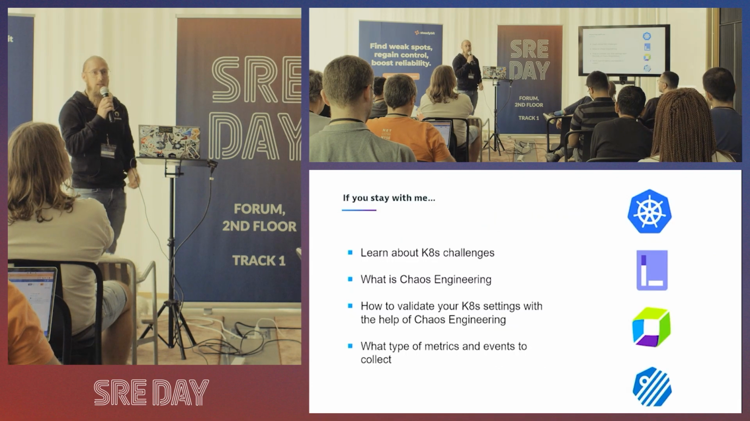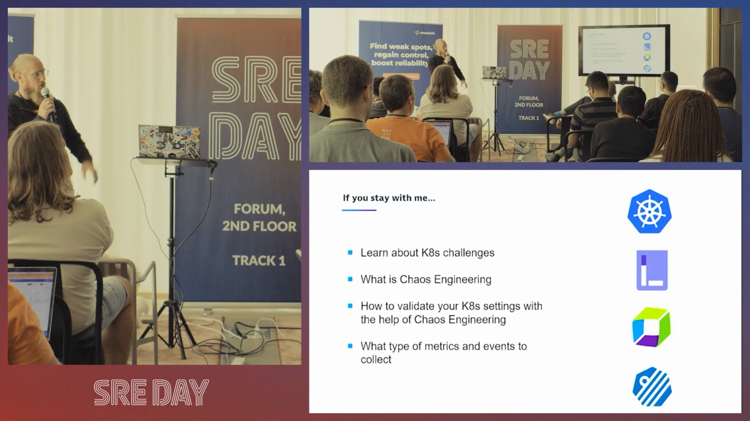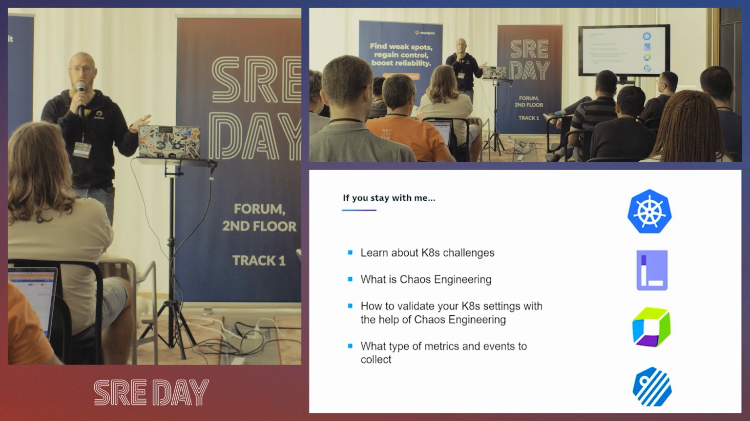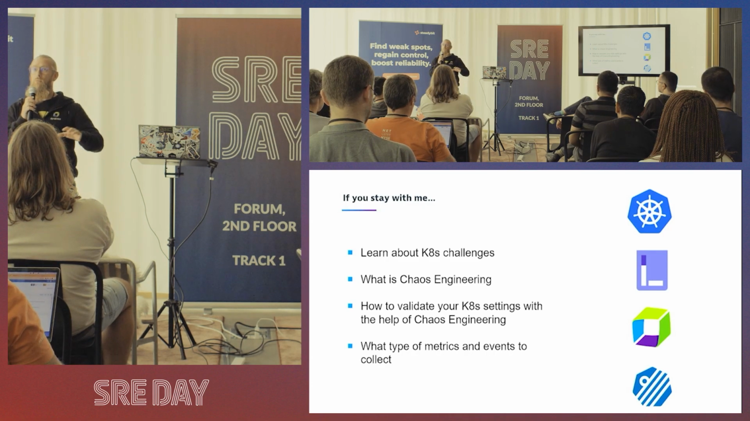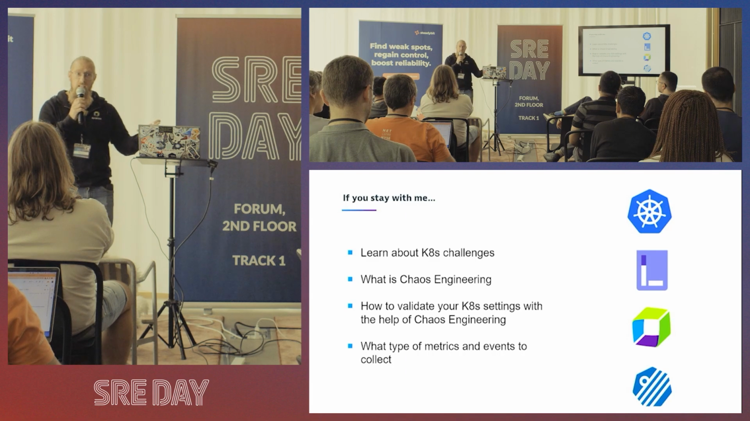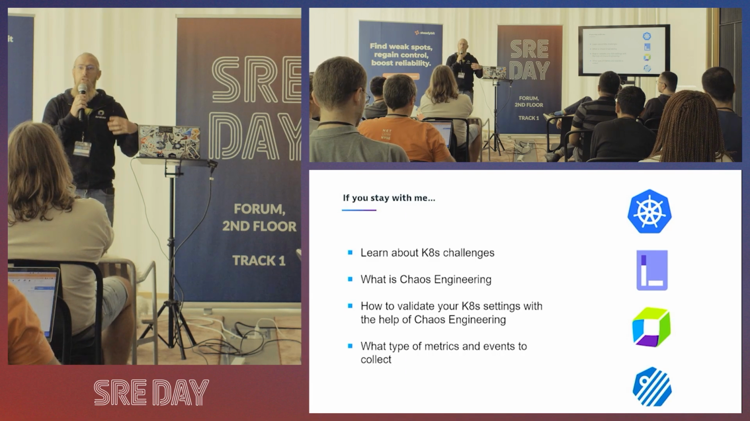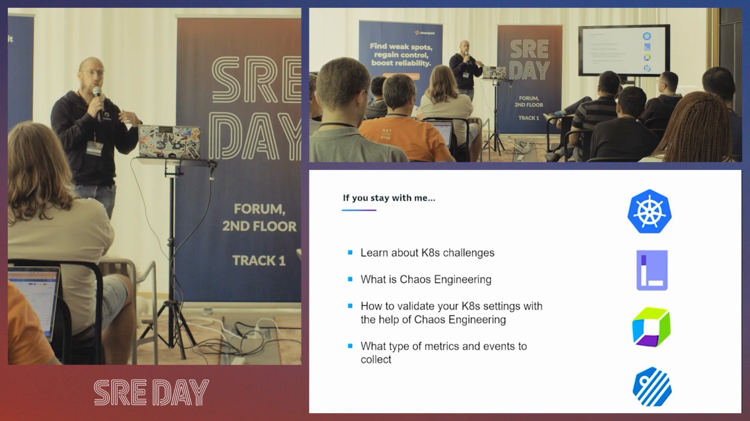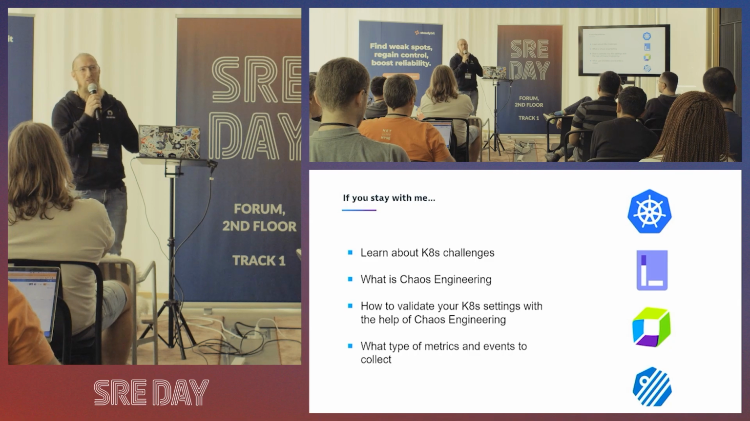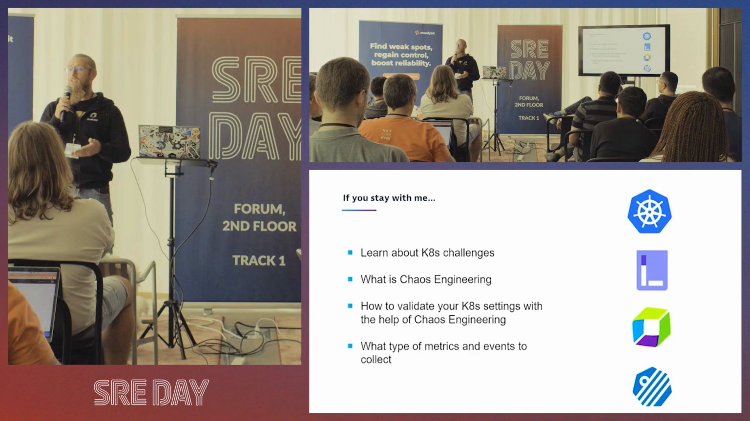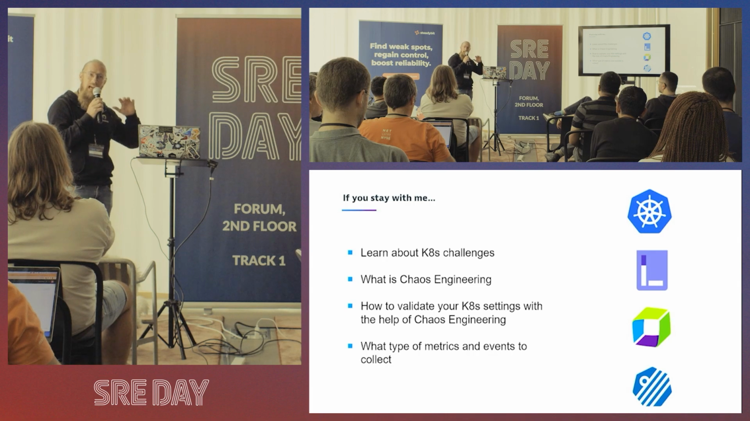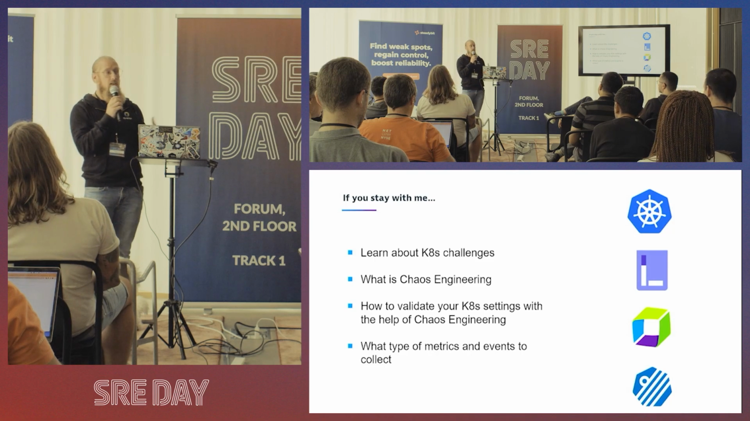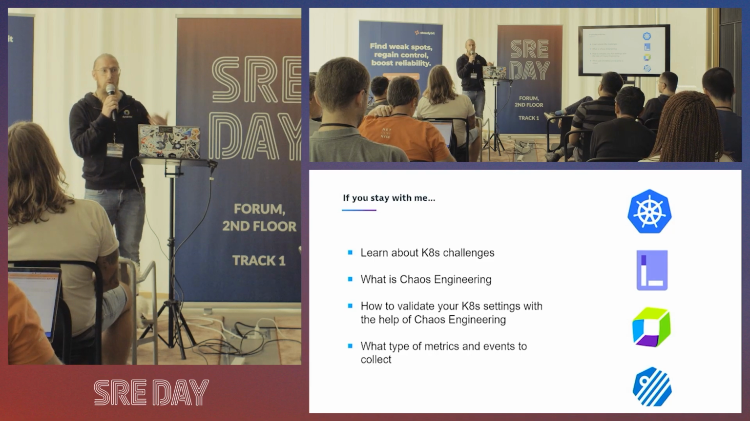So if you stay with me for the next 30 minutes or so, what are we going to talk about? And what are you going to learn? First, we're going to talk about Kubernetes. I don't know how much you know about Kubernetes, so I'll make a few reminders about it. And we're going to talk about some challenges that impact the performance of our applications. Because we're going to use chaos engineering, I will have to remind what chaos engineering is. And then once we have all the requirements, we can see what experiment we could run to validate our changes in our Kubernetes settings.